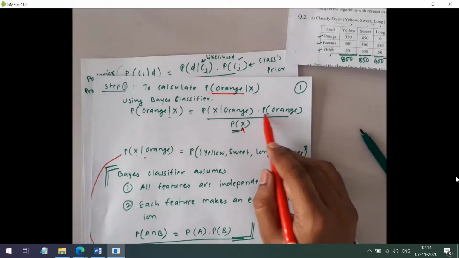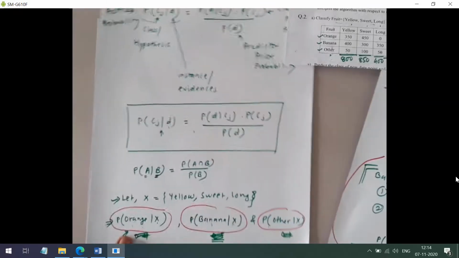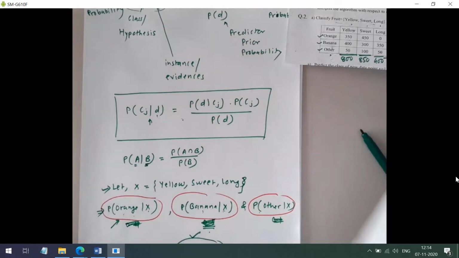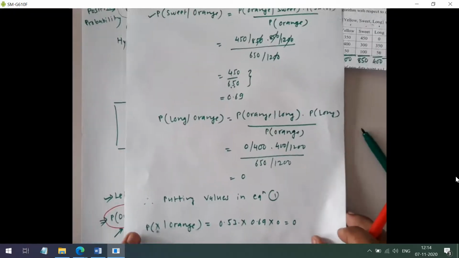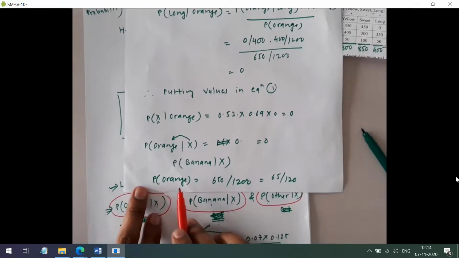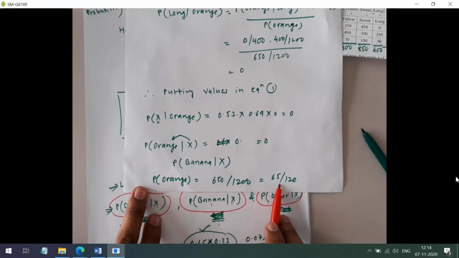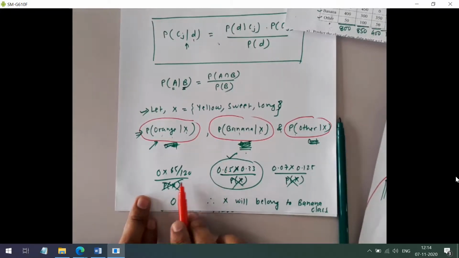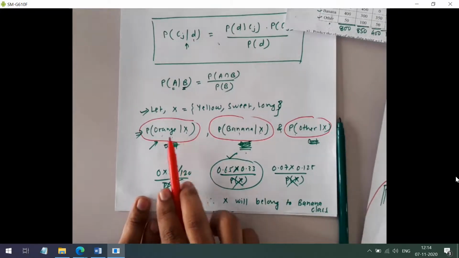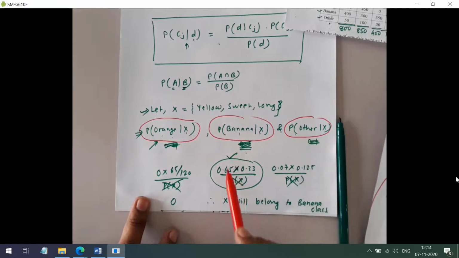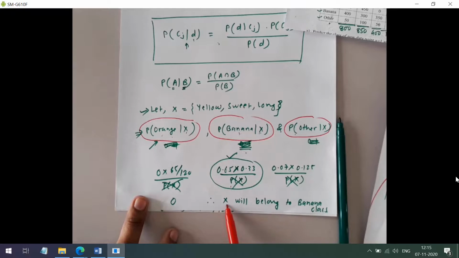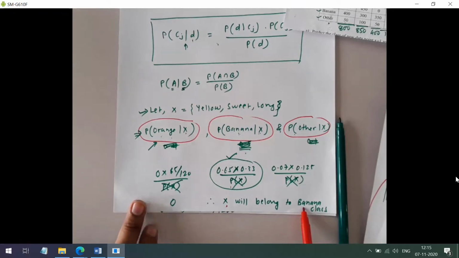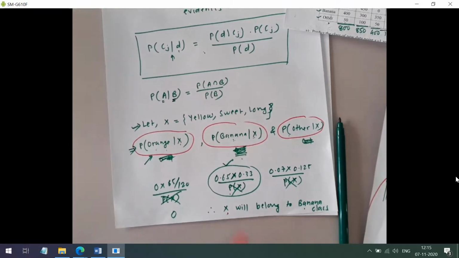So what is the probability of orange? That we have found out here, where probability of orange, and if you put the values, then you have to compare the probability of each individual class. Here we have found out the probability of the banana class is highest, so we will classify that x instance to that class. It will be clear through the second example.